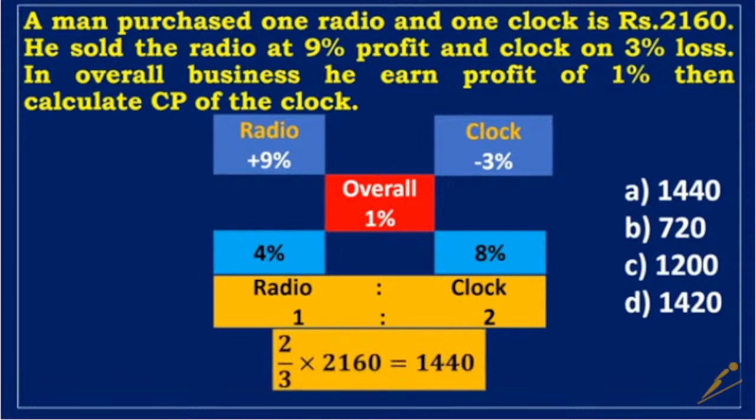To calculate the cost price of the clock based on the ratios provided, apply the following formula. The cost price of the clock is equal to the ratio of the clock divided by the sum of ratios, multiplied by the cost price of both items. That is, 2 divided by 3 multiplied by 2,160 equals 1440.